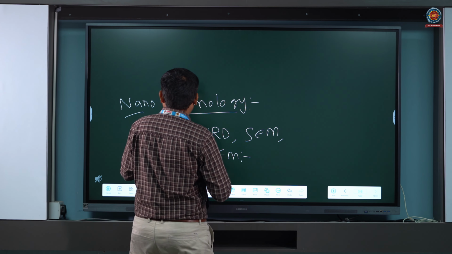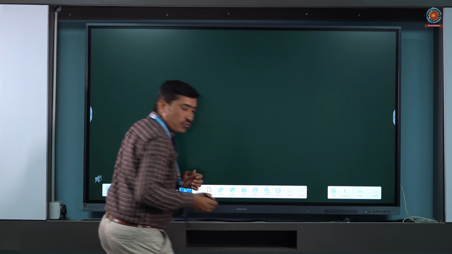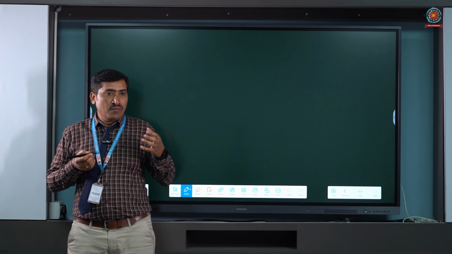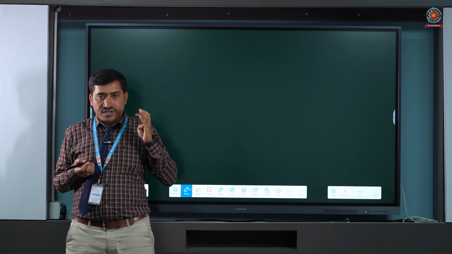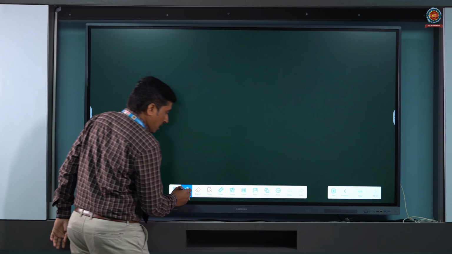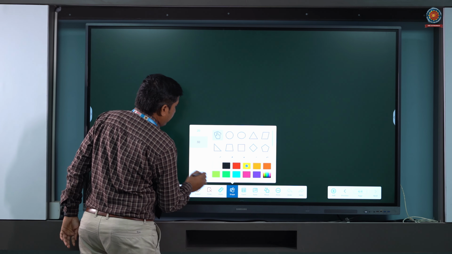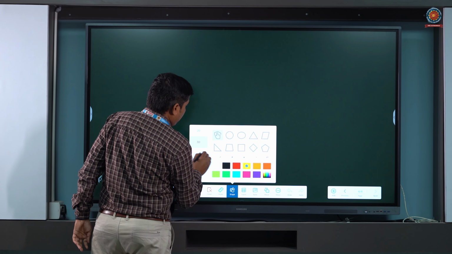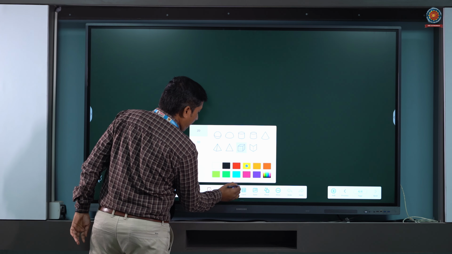So these are the aspects of nanotechnology. Now we are studying nanotechnology, nanoscience and nanophysics. Let us take a sample, any bulk material.